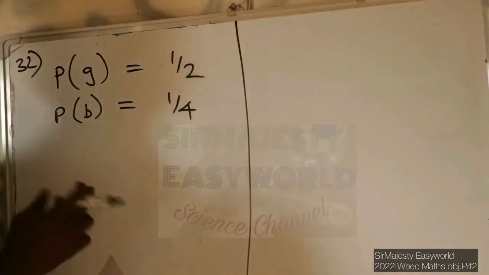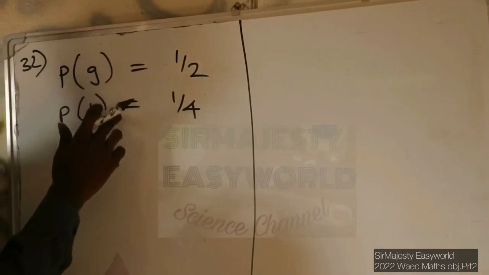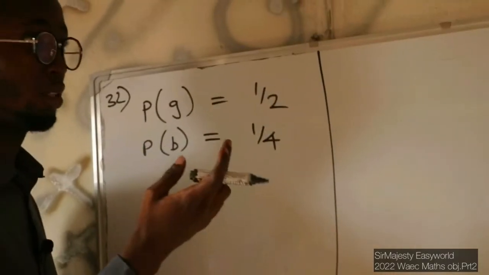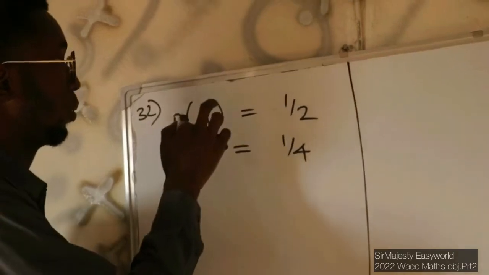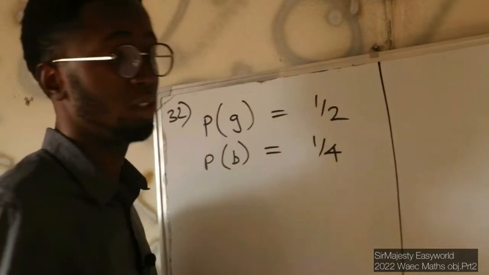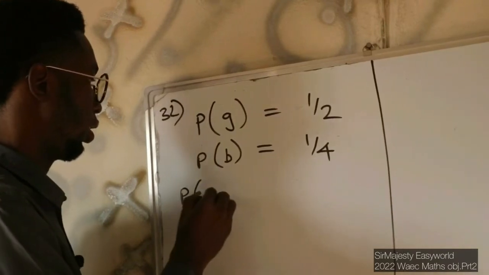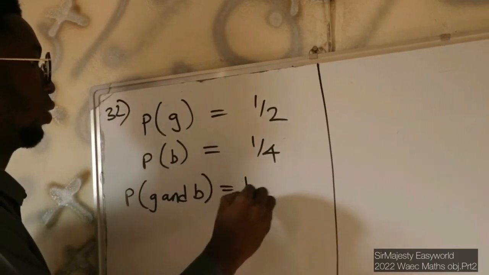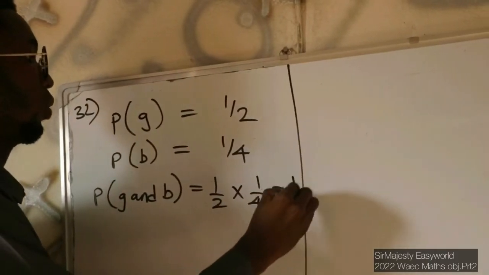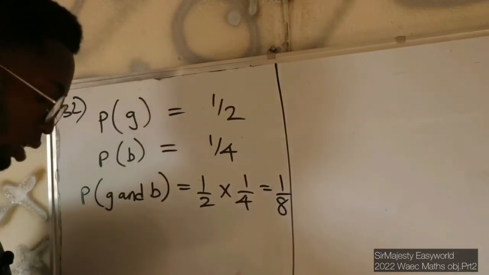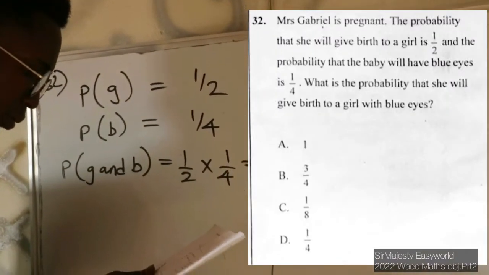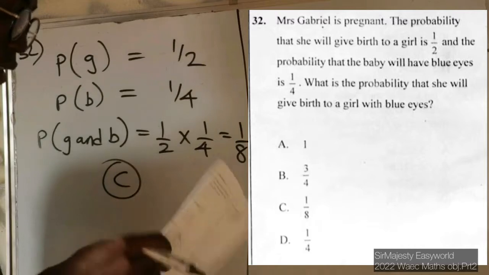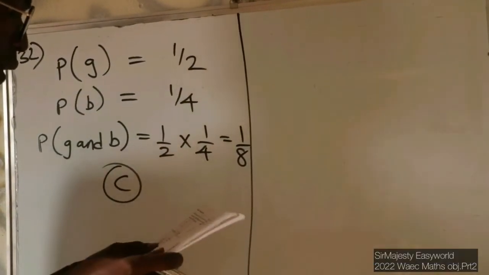Now the question says we should calculate the probability that she will give birth to a girl who has blue eyes. So in probability theorem, for two events, the probability that two events are going to happen together, one after the other, is the probability of the first event multiplied by the probability of the second event. So the probability of giving birth to a girl with blue eyes is equal to 1/2 times 1/4, which is 1/8. In the options, 1/8 is option C. So for number 32, the correct answer is C. So we move to the next one, number 33.